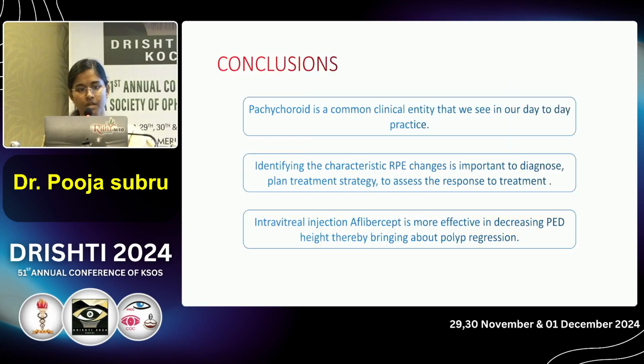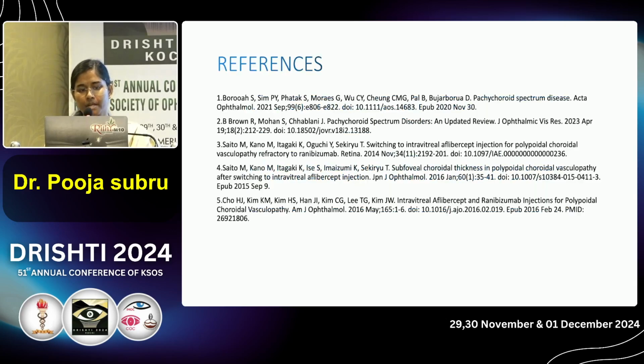To conclude, pachychoroid is a common clinical entity that we see in our day-to-day practice. Identifying the characteristic RPE changes is important to diagnose, to plan treatment strategy, and to assess the response to treatment. And regarding the treatment options, intravitreal injection aflibercept is more effective in decreasing the PED height, thereby bringing out polyp regression. So these are my references.